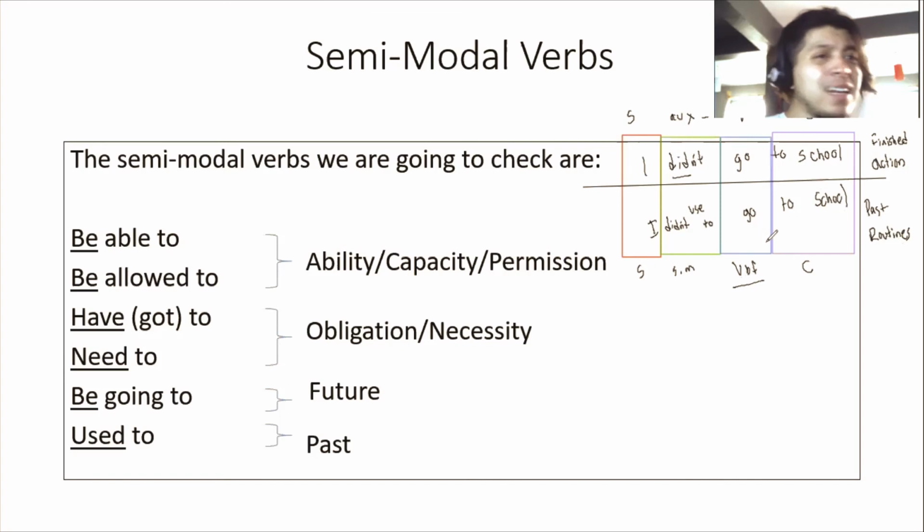In the past, I didn't use to go to school. Maybe I was homeschooled. Maybe I was taking classes in my house and my parents were my teachers. So I didn't use to go to school. Maybe I am different from everyone else. I don't really have school friends or anything like that.